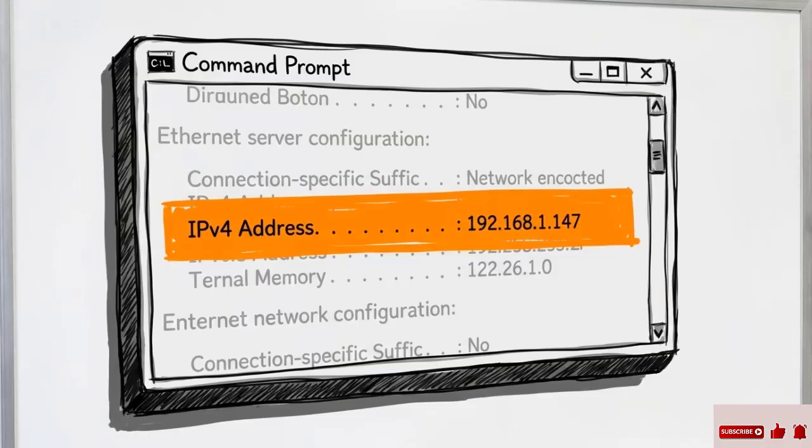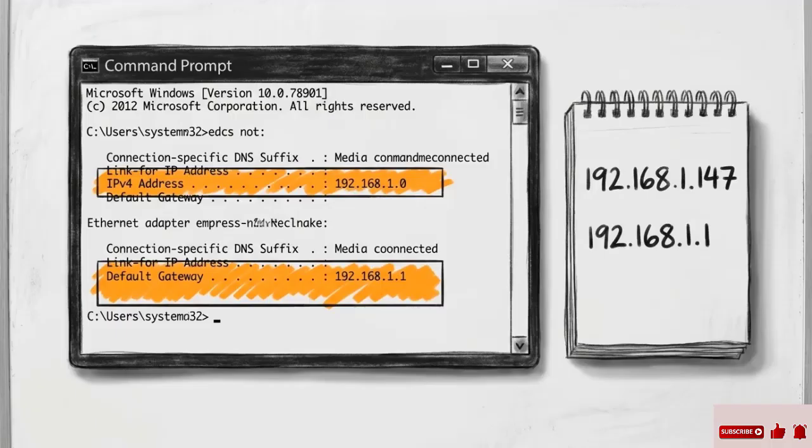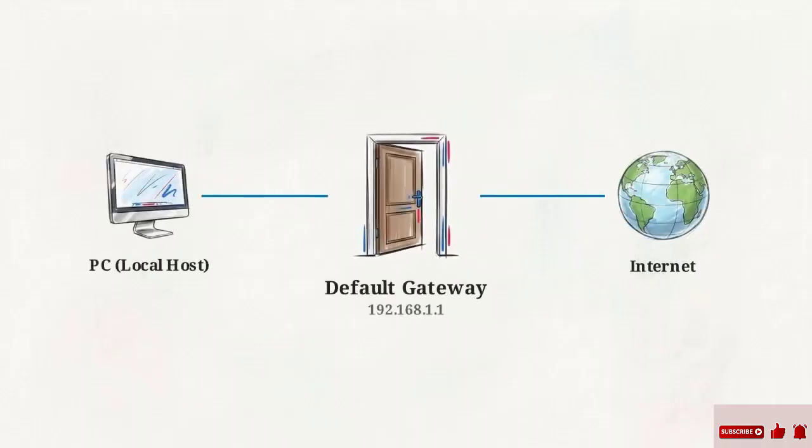We need to locate two specific lines in this text. Find the IPv4 address and right below it the default gateway. Write both of these numbers down. That default gateway is your local router. It is the single doorway through which all of your local data must pass to reach the outside world.